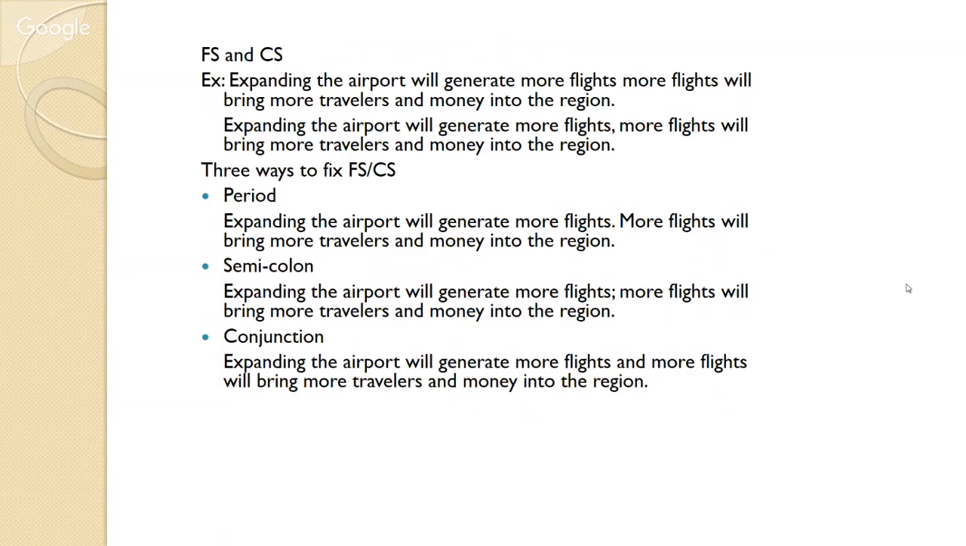But another way you could fix it is with a conjunction. So in this case, you could say and. Expanding the airport will generate more flights, and more flights will bring more travelers and money into the region. That works too. Personally, I prefer using the semicolon because, like I said, with the conjunction, you're using that extra word, which you don't really need. So if you use the semicolon, you can be more concise. But either of those options will work just as well.